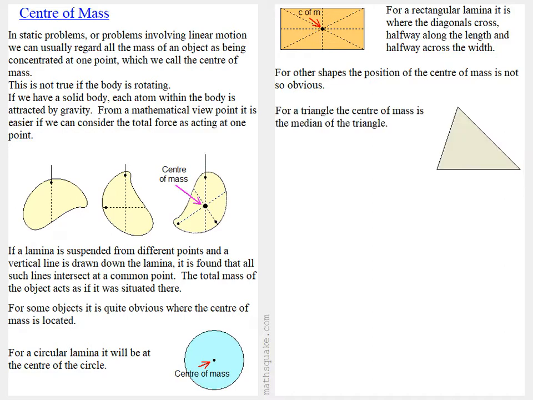For a triangle, the centre of mass is the median of the triangle. That is the point where the lines from each corner of the triangle to the midpoint of the other side meet.